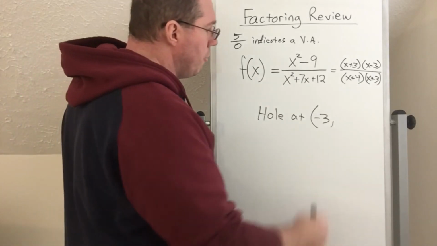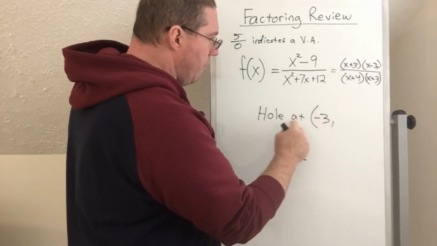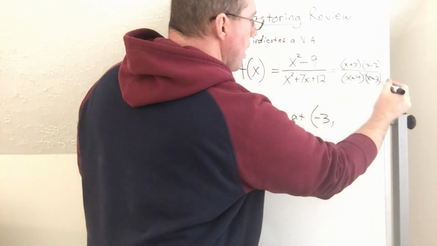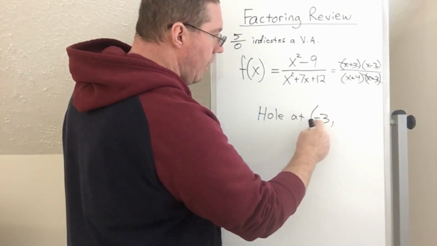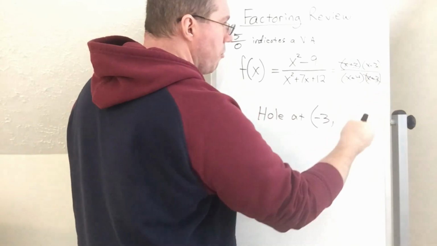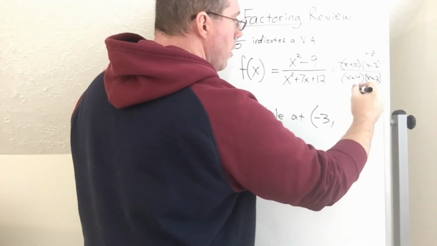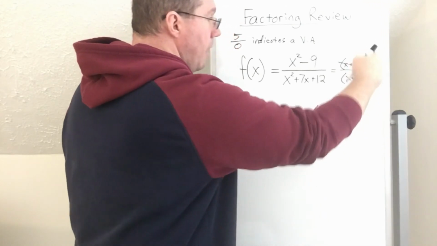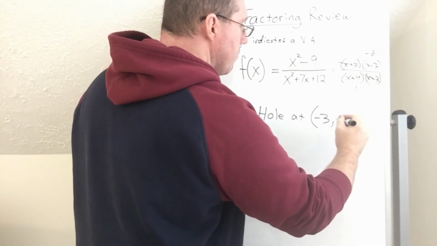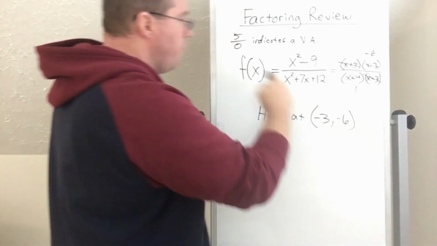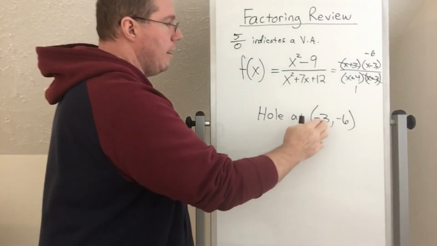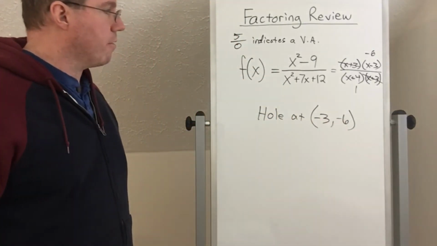All right, so in order to find the y coordinate of the hole, we would cross out the x plus 3 and then plug the negative 3 in here. So negative 3 minus 3, that's negative 6. Negative 3 plus 4 is 1, and so negative 6 over 1 is negative 6. And therefore, this function has a hole at negative 3, negative 6.